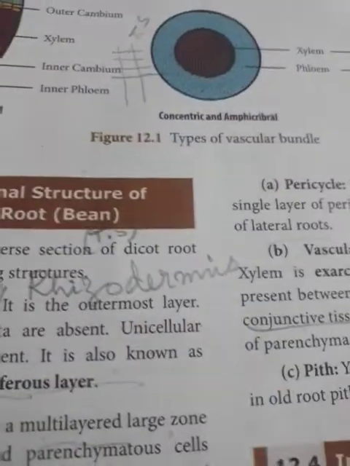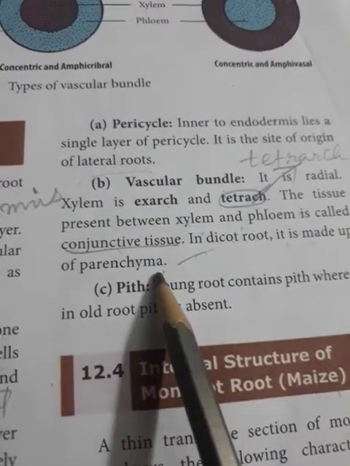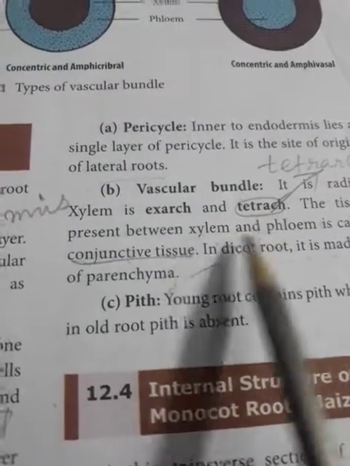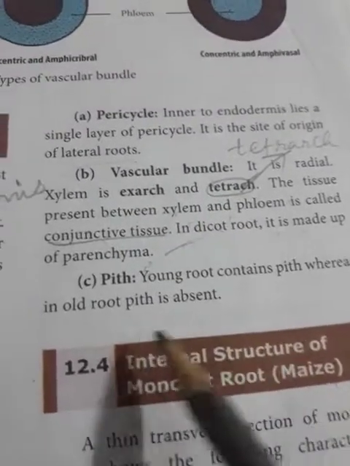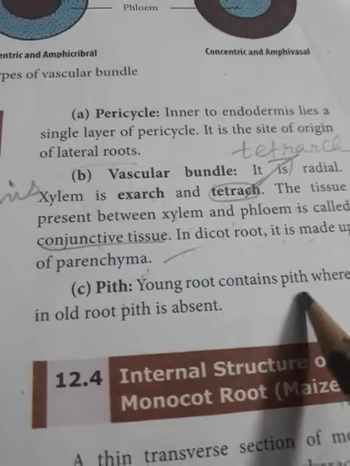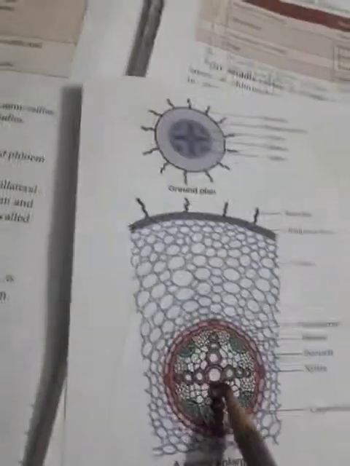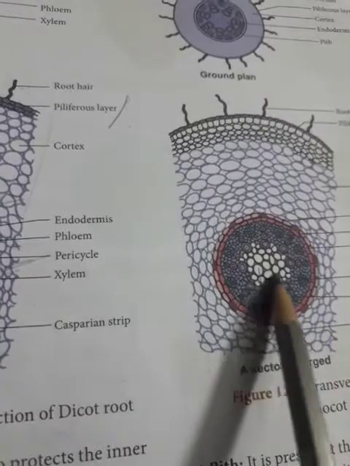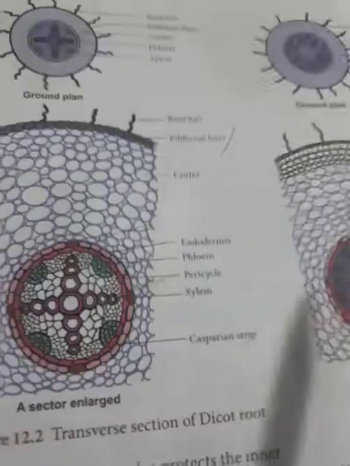In case of dicot root, the conjunctive tissue is made up of parenchymatous cells. Parenchyma. It means conjunctive tissue is made up of parenchyma. That is very important. And here is the only difference we can see with monocot root. Pith. In case of young root, pith is present, whereas in case of old root, pith is absent. Pith means central region. Here we can see monocot root, some parenchymatous cells are present. That is also another difference. So this is all about your internal structure of dicot root.